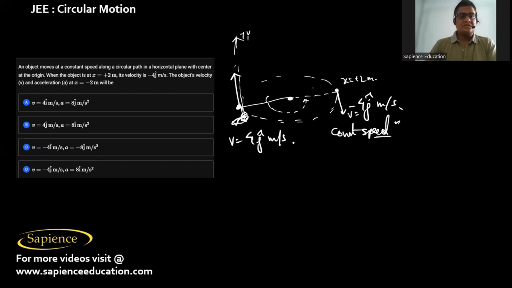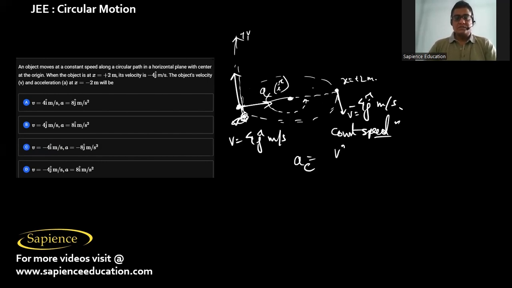And acceleration will be towards the center, obviously. So towards the center, it means that it will be along i cap. It will be along the positive x-axis.